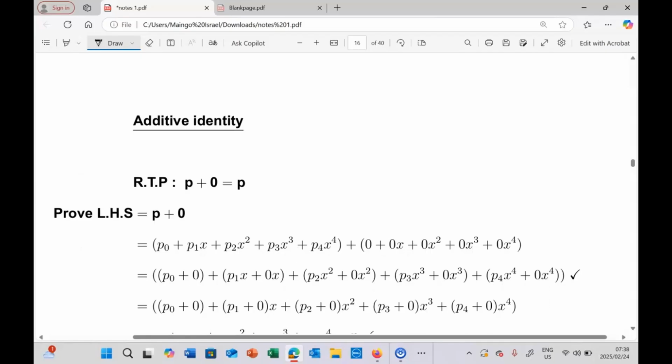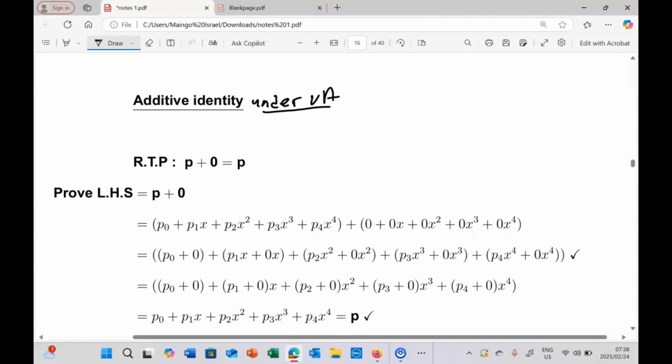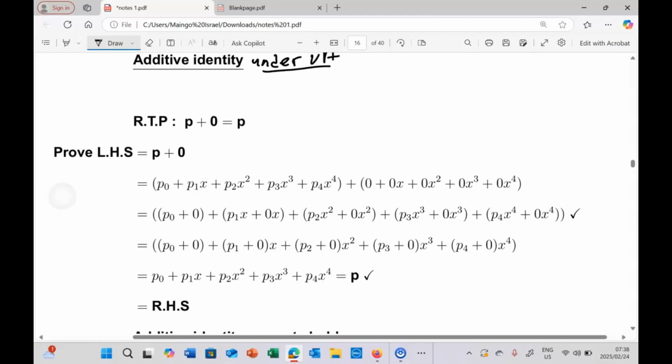Next is the additive identity under vector addition, or under VA. What we were required to prove is that any polynomial plus the zero polynomial is that polynomial. So we assume that p is our polynomial of degree 4 or less. So this is p plus 0 equals p.